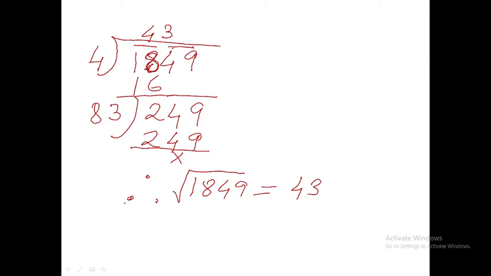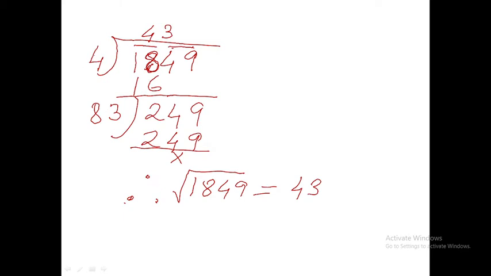First, you make pairing of 1849 from the right hand side: 49 is one pair, then 18 is the second pair. From the left hand side, the first pair is 18. In 18 you have to see which square number is present. 16 is a square number; I can subtract at most 16, which is 4 fours. The next square number is 25, which I cannot subtract, as it is more than 18.